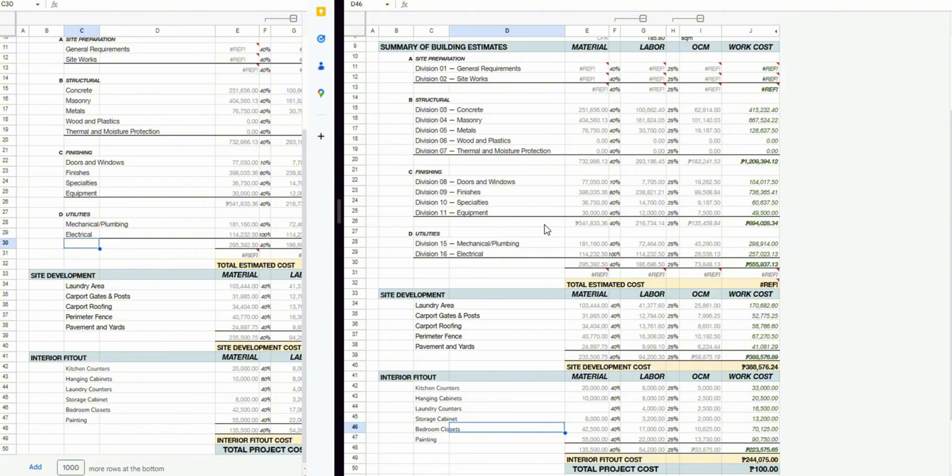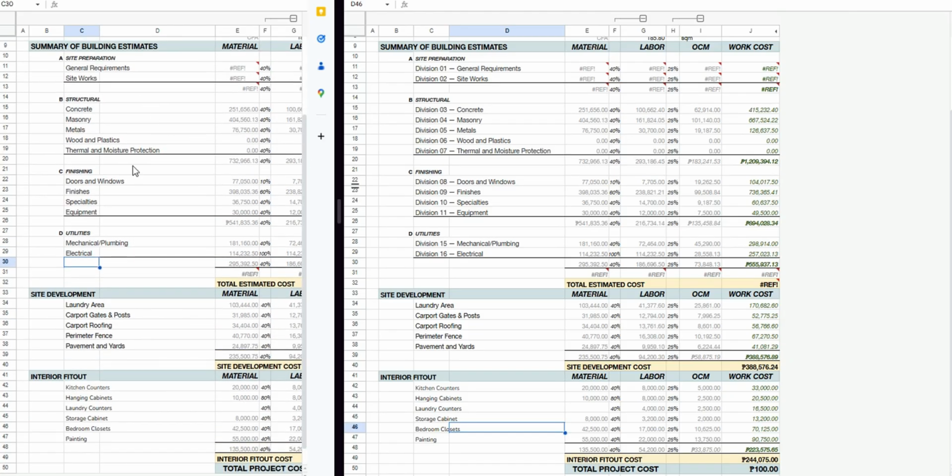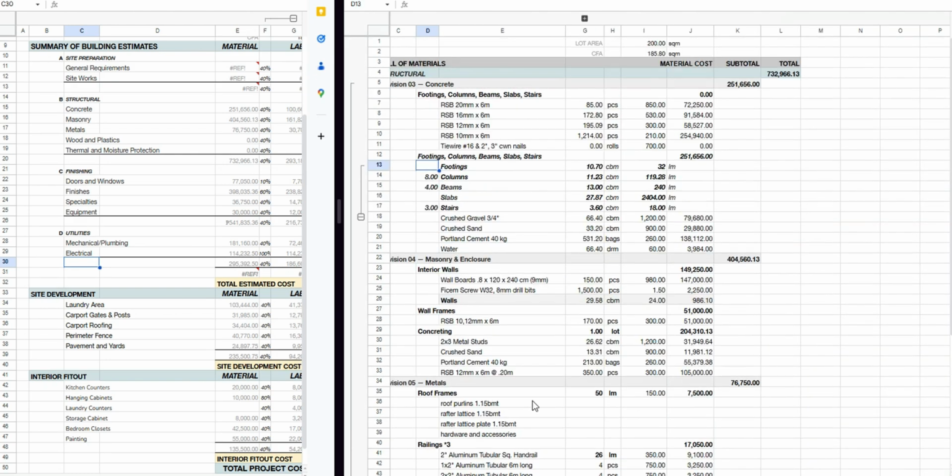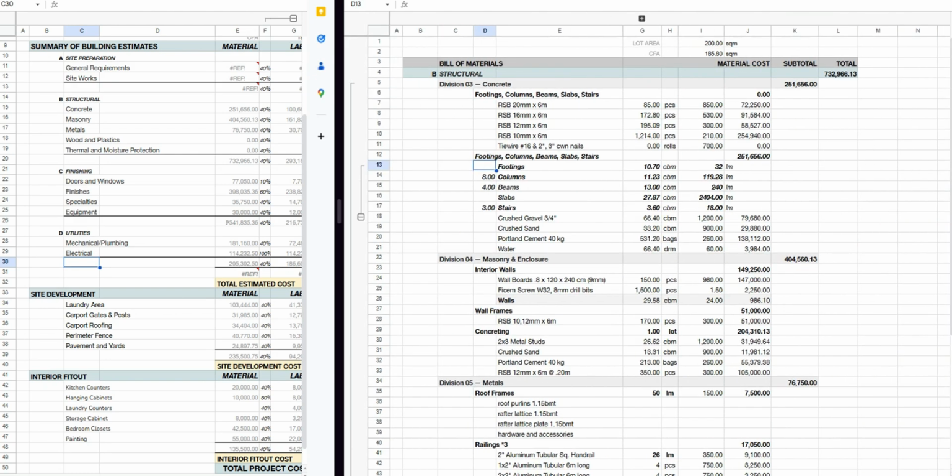So for example, I'll put this here over to this page. You have the summary over here, and then if I go to each page, I have the breakdown. So I deleted the division 1 and 2 yet because it's already done. So like concreting, you can have your columns, beams, slabs, stairs, footing, concrete, such as your cement, sand, and gravel over here.